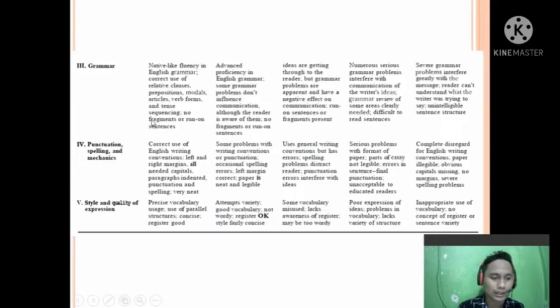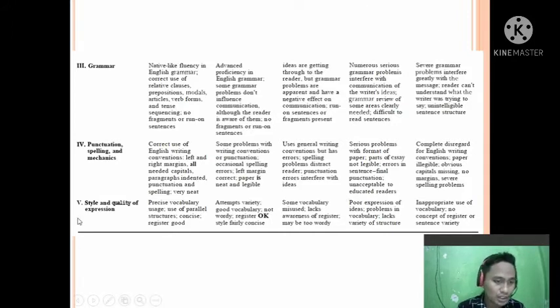Okay, the next one talks about grammar. When they write with native fluency in English grammar, and correctly use relative clauses, prepositions, modals, articles, verb forms, and tense sequences, they will get the high score, or excellent. If they write with several grammar problems that interfere greatly with the message, and the reader can't understand what the writer means, they will get a low score.